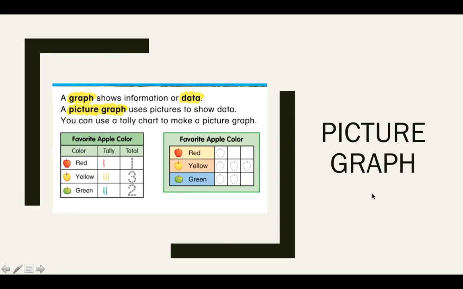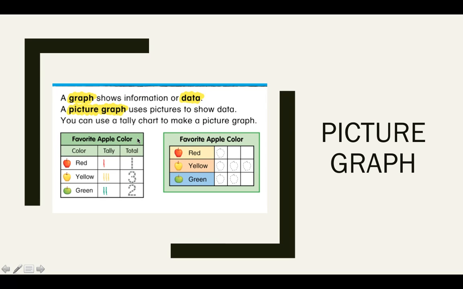Now let's look at the information about a picture graph. A graph shows information or data. A picture graph uses pictures to show data. You can use a tally chart to make a picture graph. So you can use a tally chart and transfer the information into a picture graph.